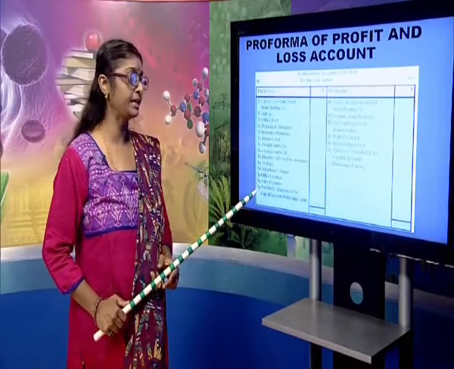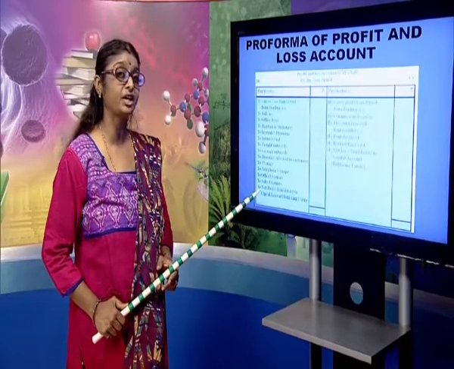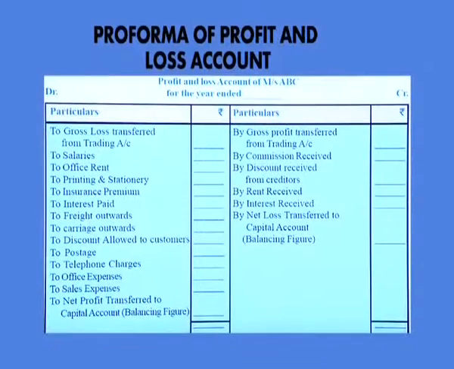So, I have written here net profit on the debit side. Along with that, it is transferred to the capital account. Usually it will be transferred to the capital account. If you are finding a shortage on the credit side, that will be net loss. It will also be transferred to the capital account.